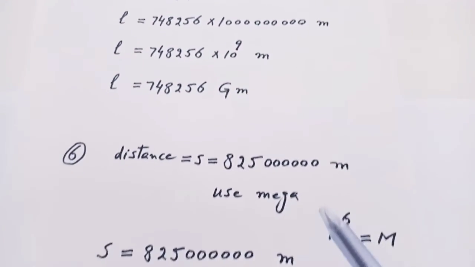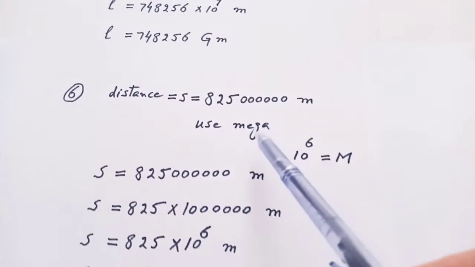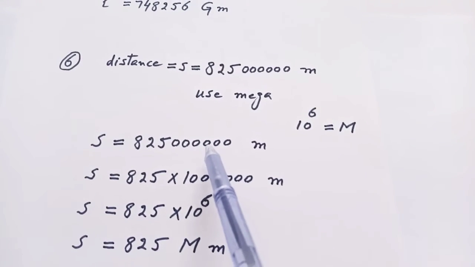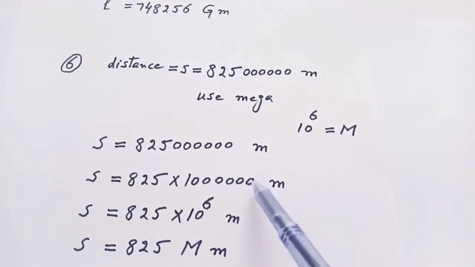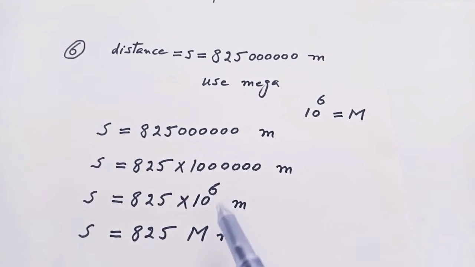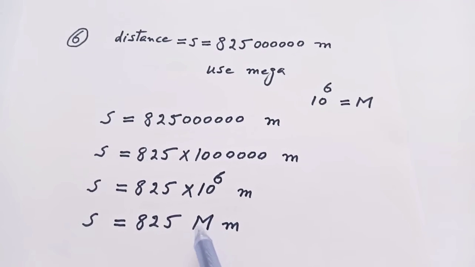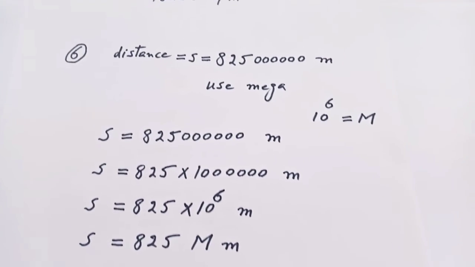Next is this number. Use the mega prefix. 10 power 6 is mega, and we can write this number like this, and these are 6 zeros. We write 10 power 6, and 10 power 6 is mega. So here we use mega, capital M. So this is the prefix we have used.